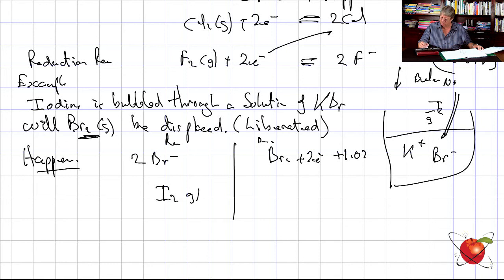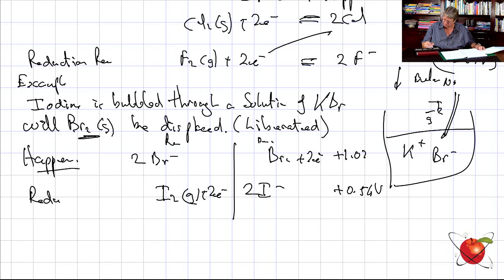Then at the same time, I'm saying, hang on, will iodine gas change into I minus? So what do I have to do? I have to have plus 2 electrons and 2 I minuses. That one, iodine, I go up and I say that's it, plus 0.54. This is my reduction one. This is my oxidation one.